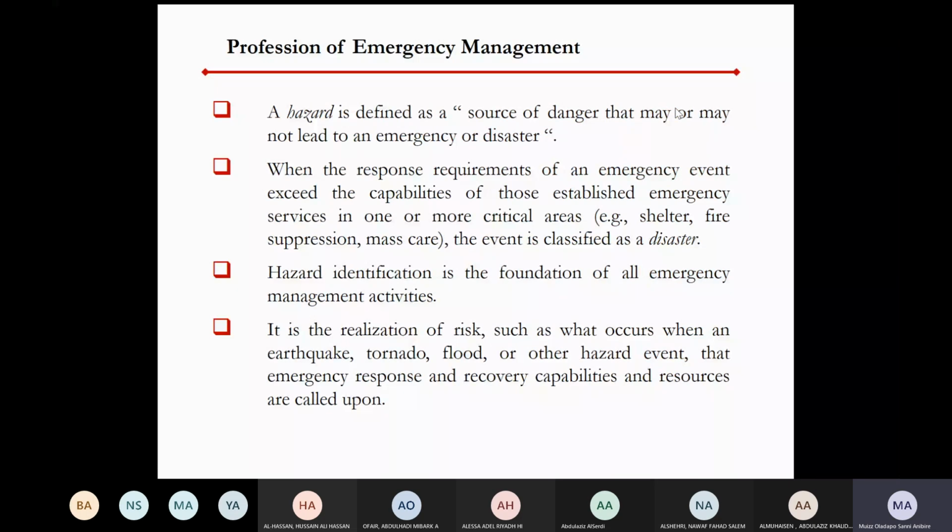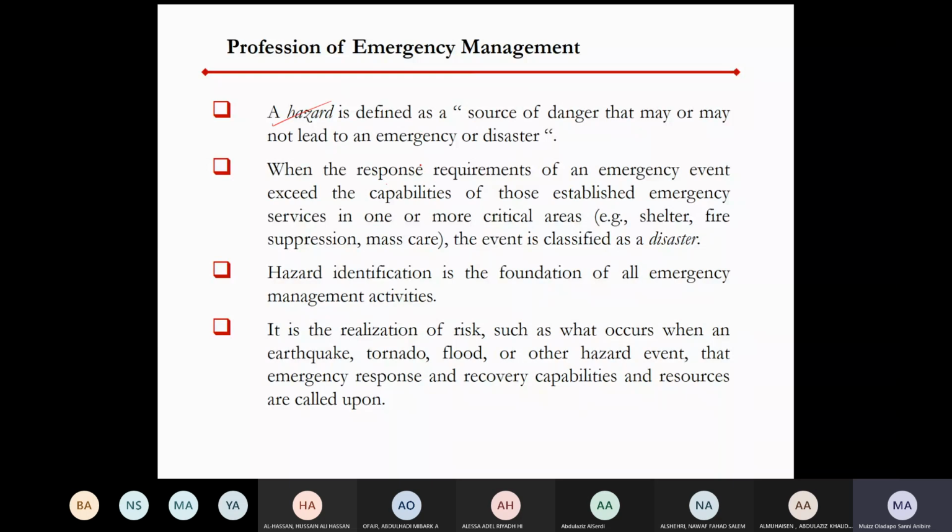managers. So as you already know what the definition of a hazard is, except that we repeat it here again, that is a source of danger, anything that has potential to cause harm, that may lead to an emergency or a disaster. This is what you call a hazard. And when you have response requirements of an emergency event that exceed the capability of those established emergency services in one or more critical areas.